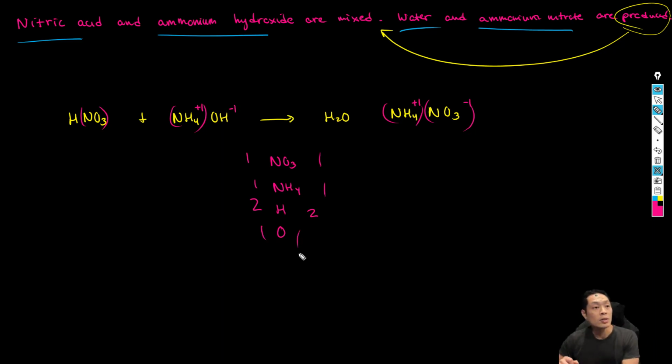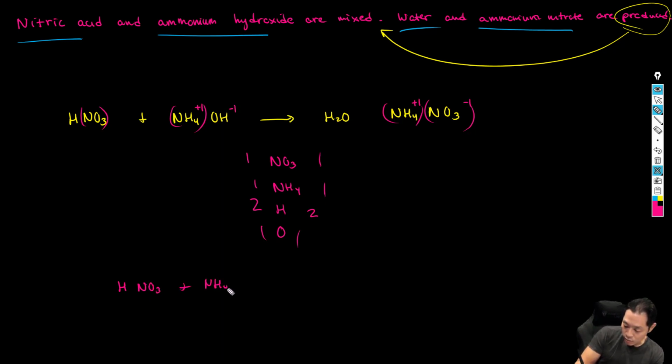So notice that if you keep it polyatomic, if possible, it makes it a little bit easier just because you count them together, 4 NH, 4 here, and keep things simpler. So instead of having N, O, H, and being all over the place, you keep it together. So there it is. So here's the balanced equation. HNO3 plus NH4OH yields H2O plus NH4NO3.